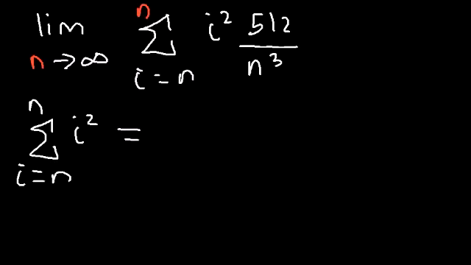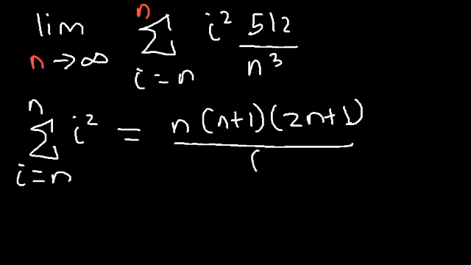And that's equal to n times n plus 1 times 2n plus 1 divided by 6. So let's talk about how to use that expression. Let's say we want to find the sum starting from 1 (this is not supposed to be n, that's supposed to be a 1), stopping at 5, for i squared.